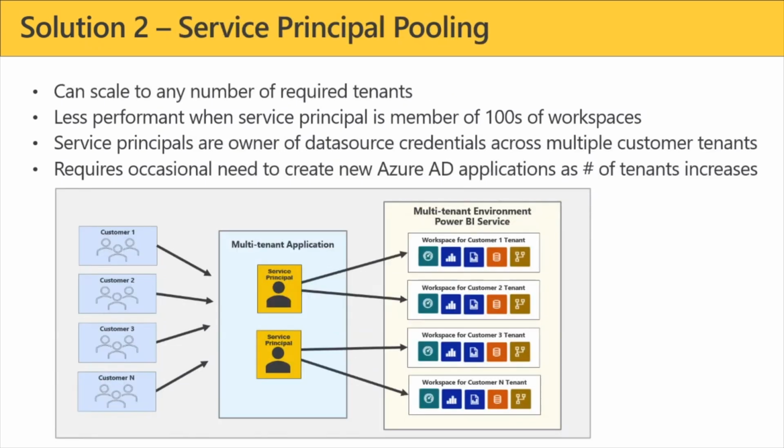Now, this was the most popular for our larger Power BI embedded customers, using service principal pooling. So it can scale to any number of required tenants, give or take. But the idea is it gets less performant because you're still going to have service principals that might have hundreds of workspaces. Now, when it comes to data source credential isolation, it's a little better, but it doesn't solve the problem, as you might have one service principal that is the owner of data source credentials across hundreds of customer tenants. Some of those customers could be competitors.